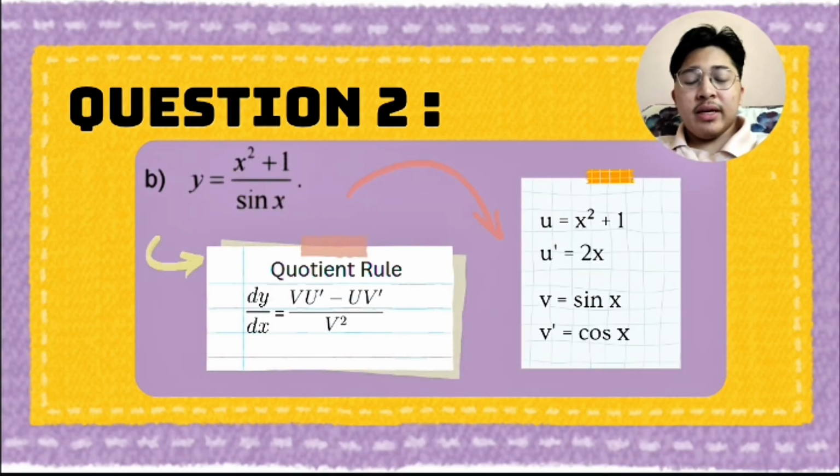Okay, let's move on to question 2b. Here, we are asked to differentiate y equal to (x² + 1) over sin x. Since this is a fraction, we will use the quotient rule. The formula of the quotient rule is dy/dx equal to (vu' − uv') over v².